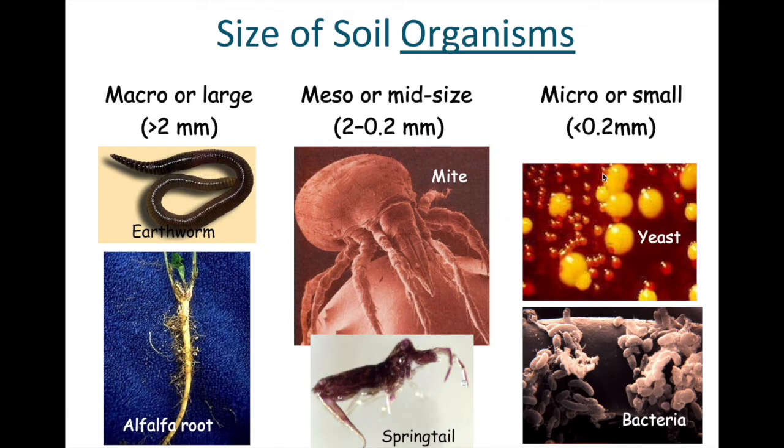And we have micro, or the small. So this one will be our main focus for the soil microorganisms. The main characteristic based on size will be less than 0.2 millimeters, such as yeast, and also the bacteria, the gram-positive and the gram-negative bacteria that can be found living in the soil.